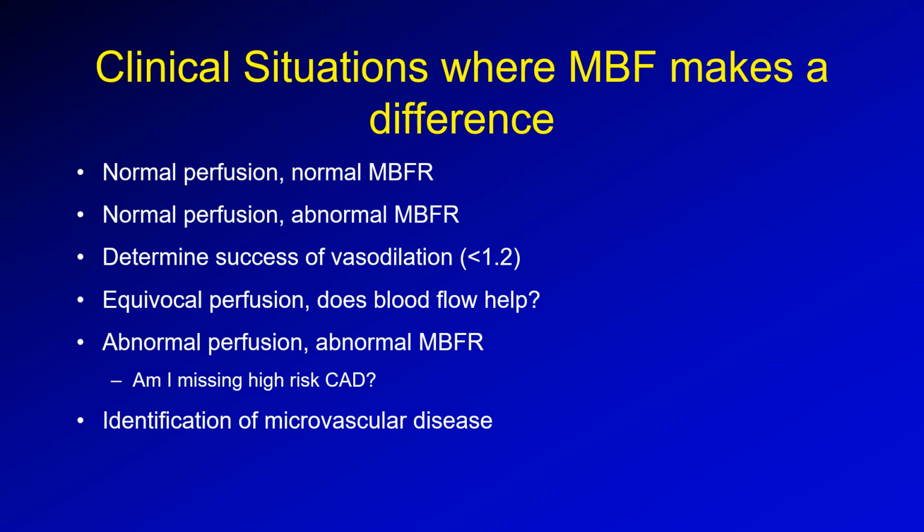If you have equivocal perfusion, does blood flow really help? It does, because if you're not sure on the perfusion and your blood flow is normal, then you can side on the side of normal perfusion, normal blood flow. If you are on the fence about perfusion and the blood flow is abnormal, then it falls into that category, that second bullet point there, where they probably either have microvascular disease or multivessel disease. And it will help you figure out if you're missing high risk coronary artery disease.